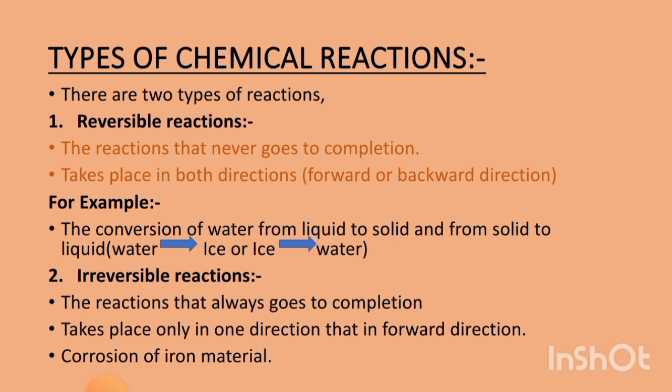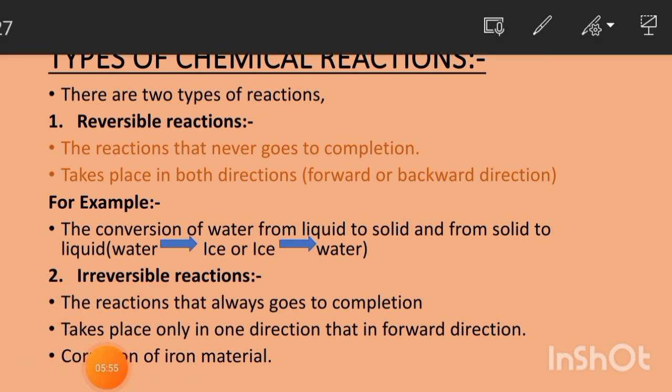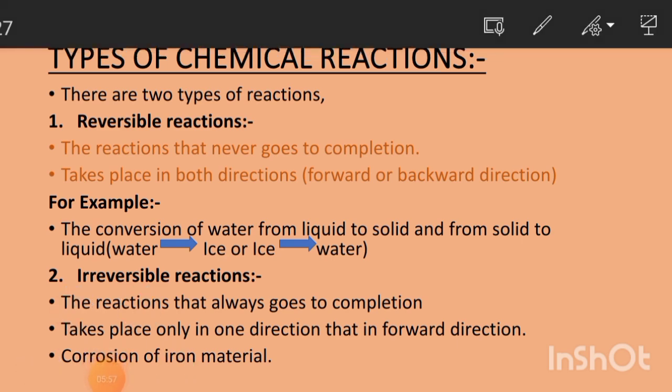For example, the corrosion of iron. Can you prevent the corrosion? We can prevent the corrosion of iron before using that iron, but if the corrosion of iron has once taken place, then we can't do anything after it. So these types of reaction are covered in irreversible reaction. Now let's come towards the next slide.